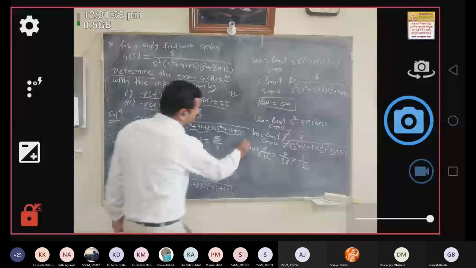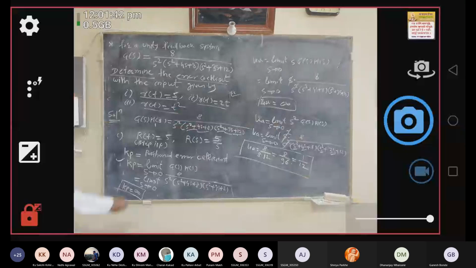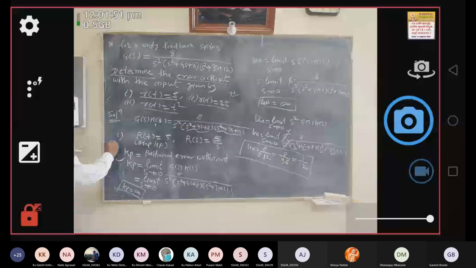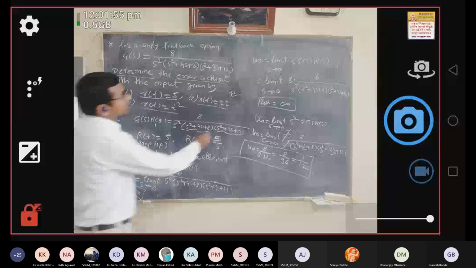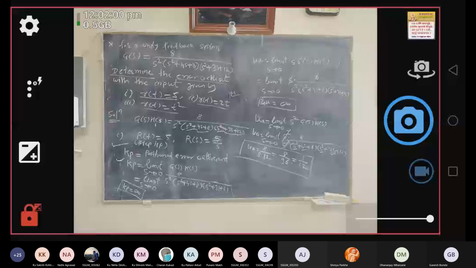Okay. So this is the required expression for Ka. Here we have determined all the values of the error coefficients with different types of input. So this is for the step input, this is for the ramp input, and this is for the parabolic input. Okay.